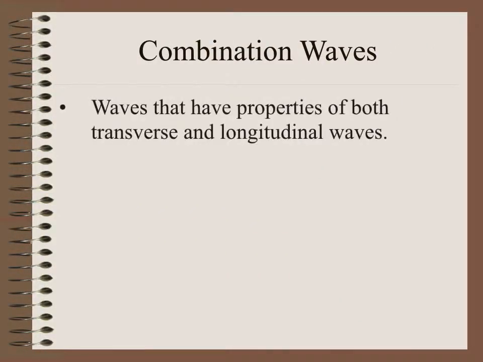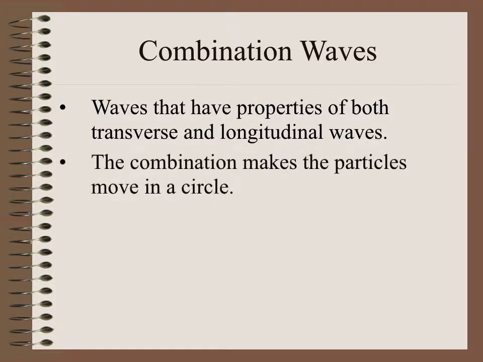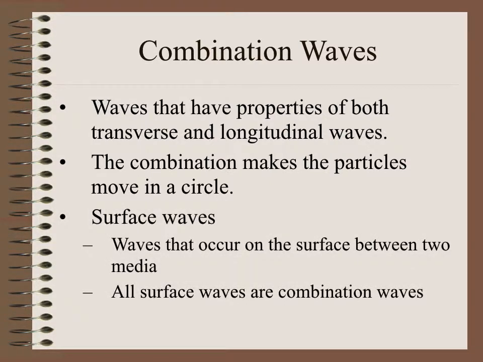So combination waves are waves that have properties of both transverse and longitudinal waves. The combination makes the particles move in a circle. All surface waves, or waves that occur on the surface between two media, are going to be combination waves.